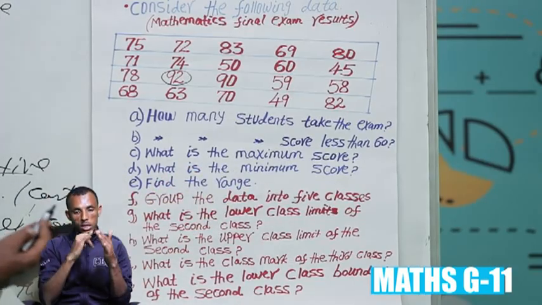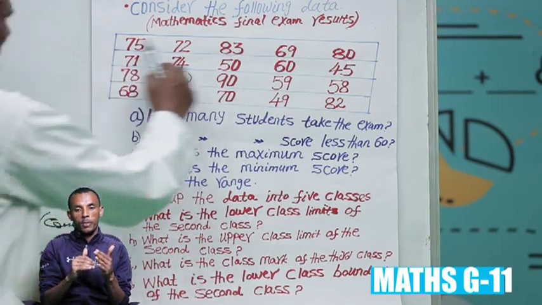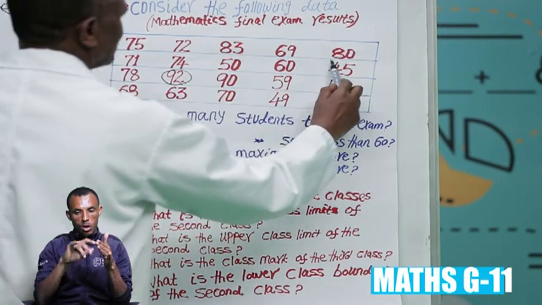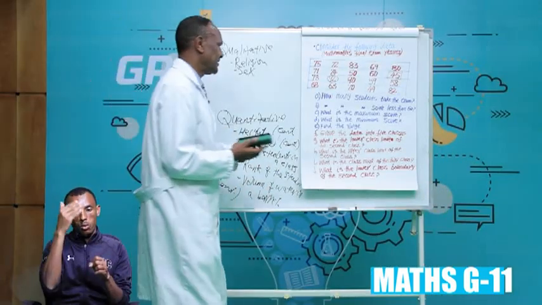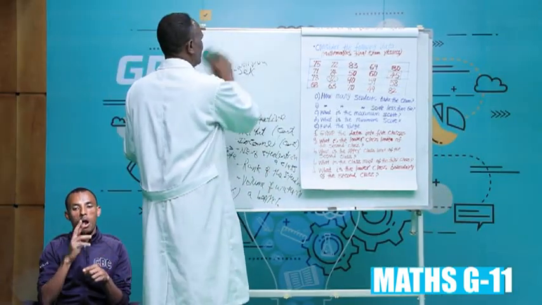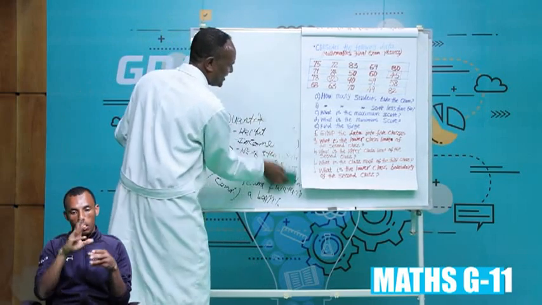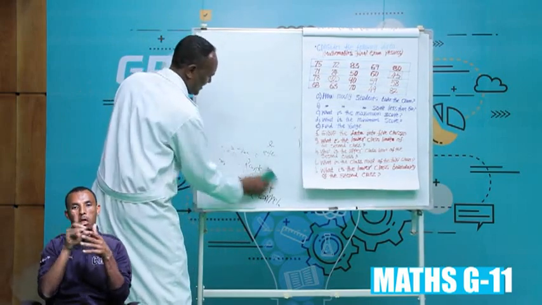What is the minimum score or mark of the students? In this data, you have to see the minimum to be equal to 45. So you know that when you are asked these questions, you can give an answer by looking at the data given.